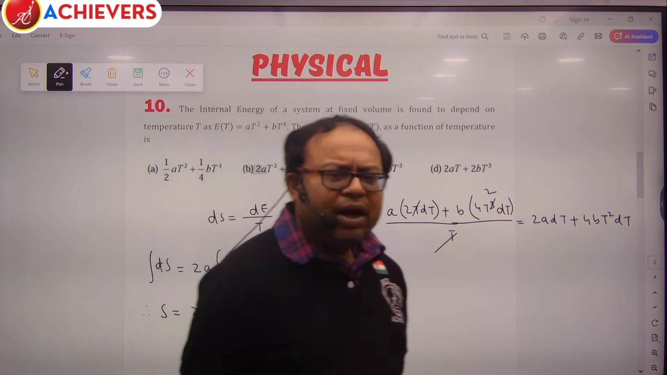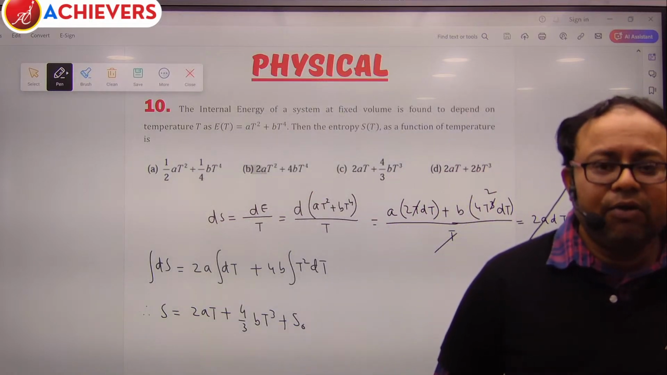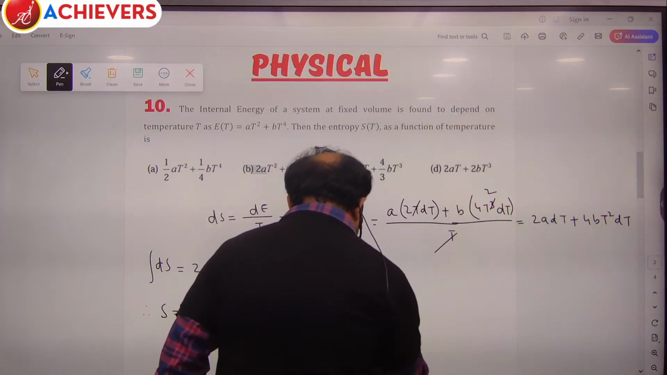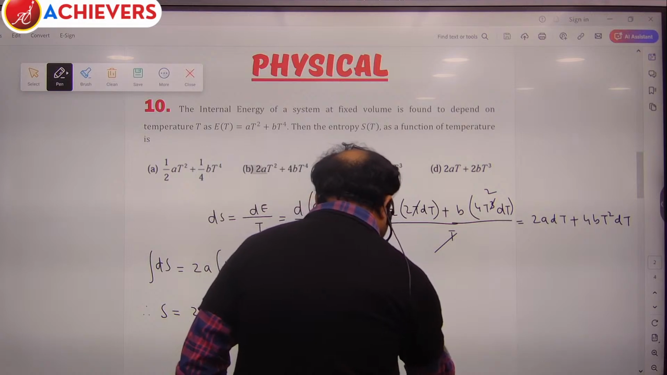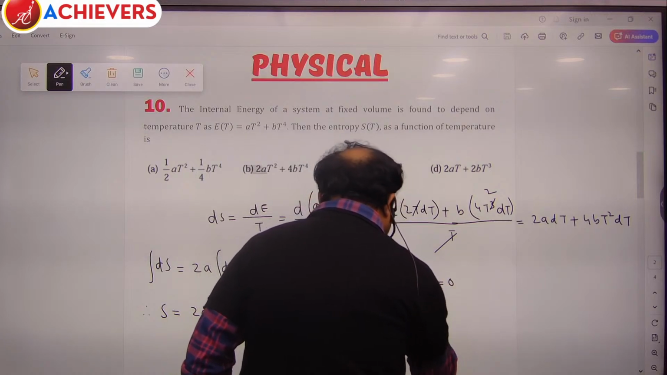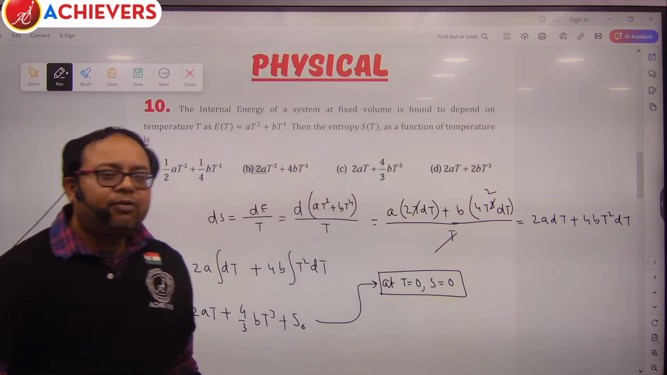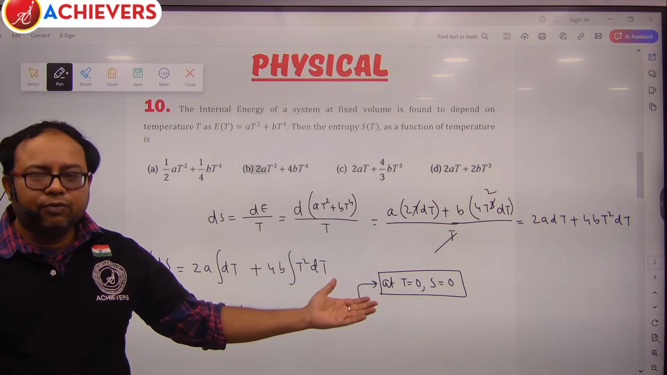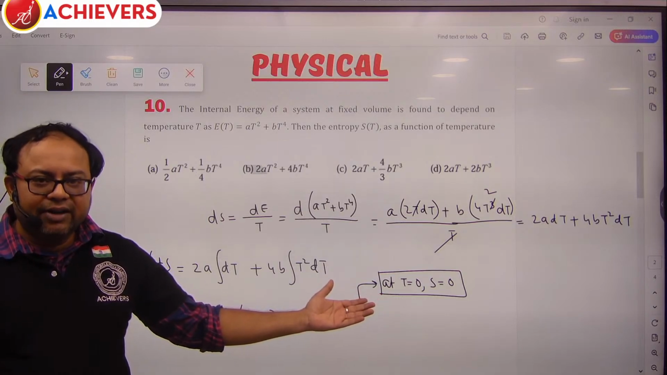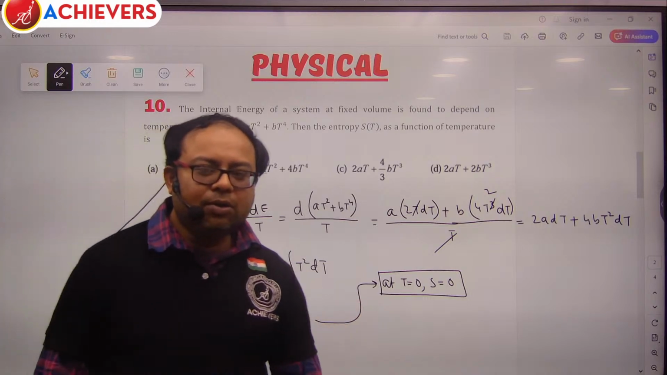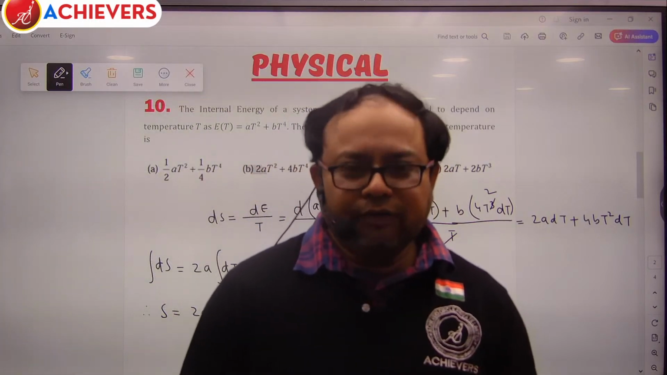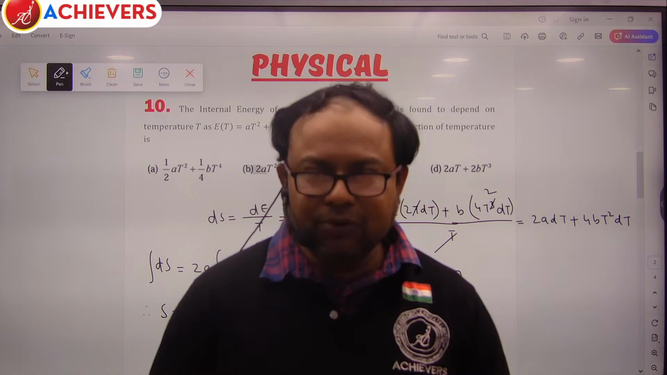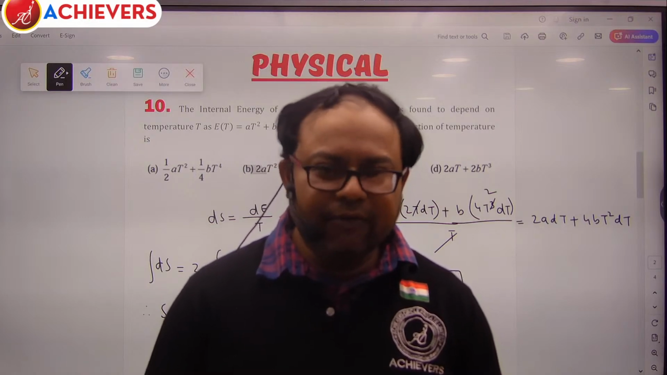Now, how can we find out the value of S naught? You see, at t equal to 0, entropy is 0. This is coming from the third law of thermodynamics. By the third law of thermodynamics, we are already acquainted with the fact that at absolute 0, the absolute value of entropy is reduced to 0. This we know directly from the third law of thermodynamics.